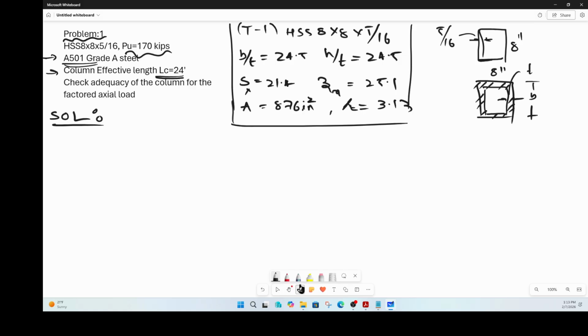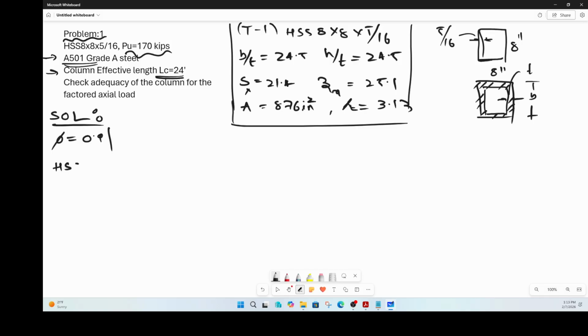So that's the information from the table. Then we'll have to check the adequacy of the column for factored axial load. You know that for columns under compression, the phi value is 0.9, unlike concrete. In concrete, our compression members have 0.65 as our strength reduction factor, whereas in steel, we have it as 0.9.